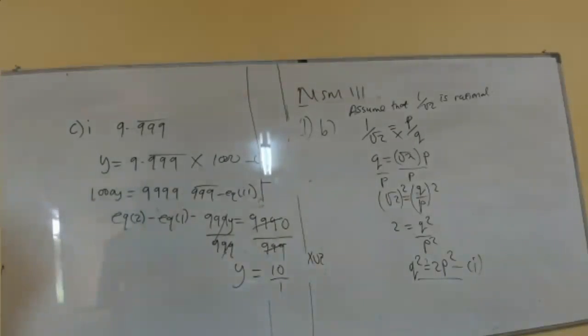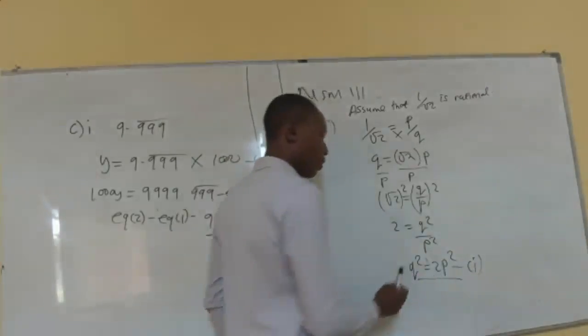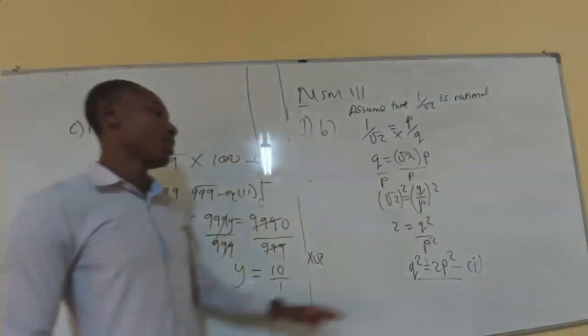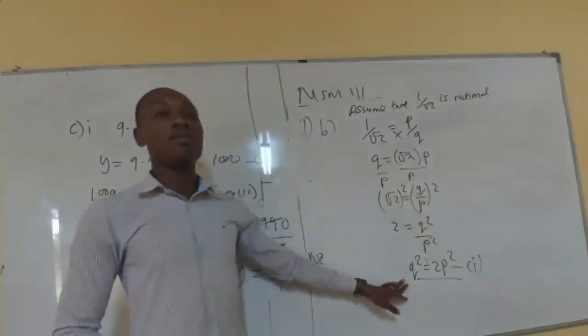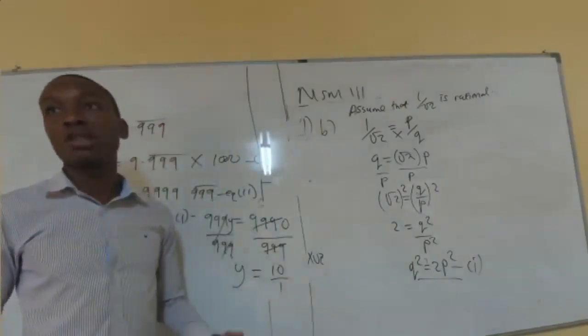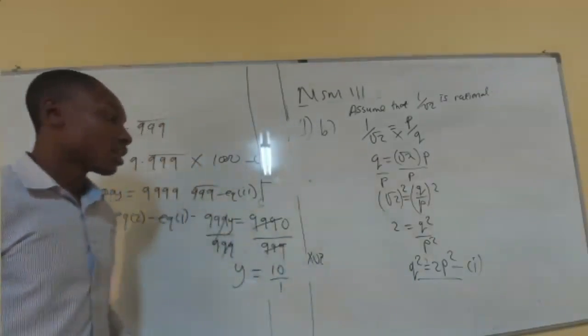What does that entail? It means that Q squared is even. So we know that from here Q is actually even because it is a multiple of 2. Any number which is a multiple of 2 is even. So meaning Q is actually even.